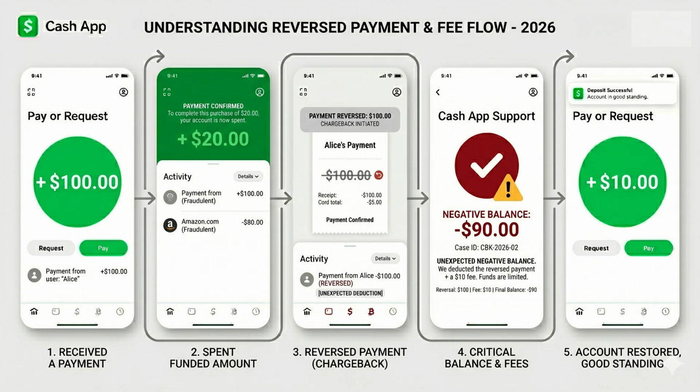To fix a negative balance, you simply need to add funds to your Cash App account. You can transfer money from your bank, add a debit card, or receive payments from other users. Once your account is back in positive, all transactions will continue normally.